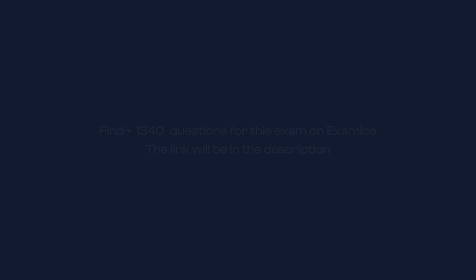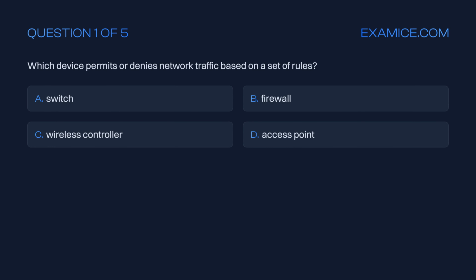Let's get started. Question 1. Which device permits or denies network traffic based on a set of rules? Option A, switch. Option B, firewall. Option C, wireless controller. Option D, access point.